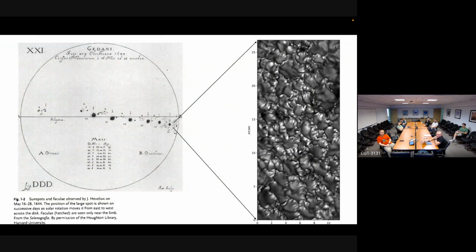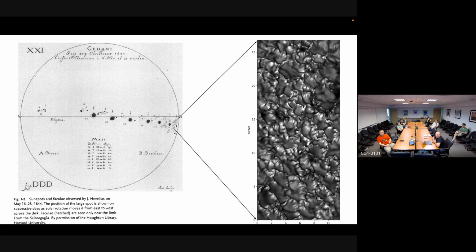Okay, I would like to finish with this slide. I think it just demonstrates how difficult solar physics is. Something that was discovered in 1644 is still the subject of research of modern solar physics. But it also shows how far we went.